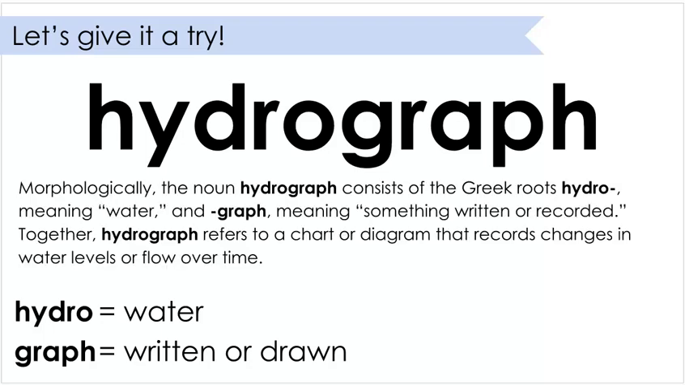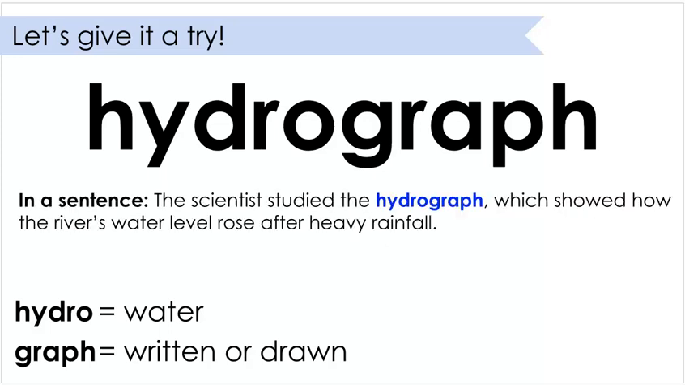Morphologically, the noun hydrograph consists of the Greek roots hydro, meaning water, and graph, meaning something written or recorded. Together, hydrograph refers to a chart or a diagram that records changes in water levels or flow over time. In a sentence, we might say the scientist studied the hydrograph, which showed how the river's water level rose after heavy rainfall.